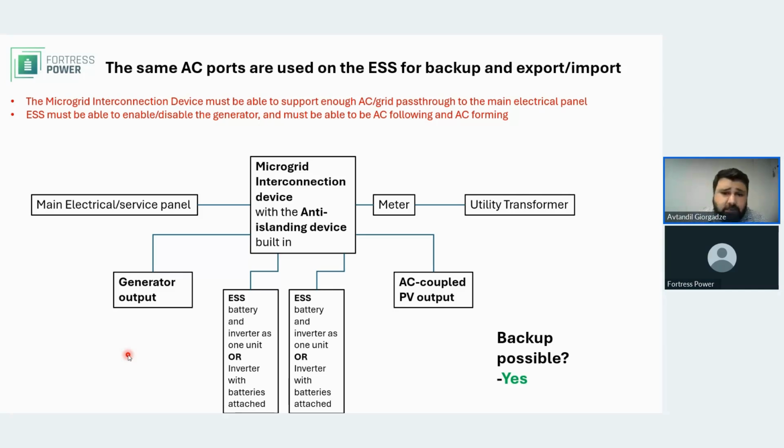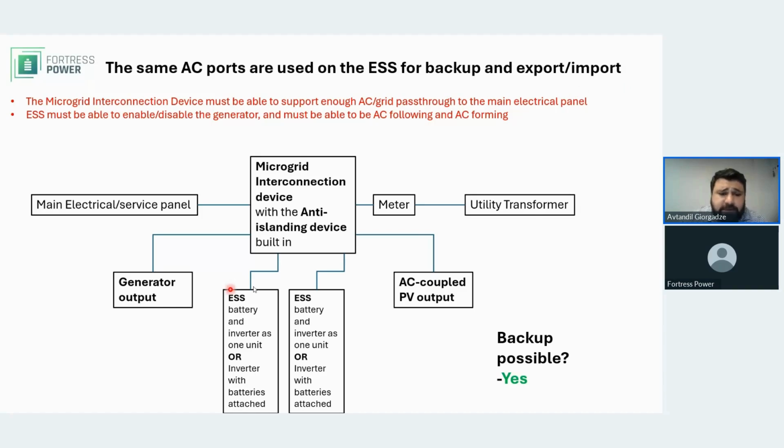First, let's cover the case when the anti-islanding device is built in. So you have your main electrical panel, and it is supported by a microgrid interconnection device, if you really think about it. But the microgrid interconnection device takes power out of these three components: ESS 1, ESS 2, so two different units, or inverter 1 and inverter 2. You can have an inverter which has one AC port for backup and grid connection.